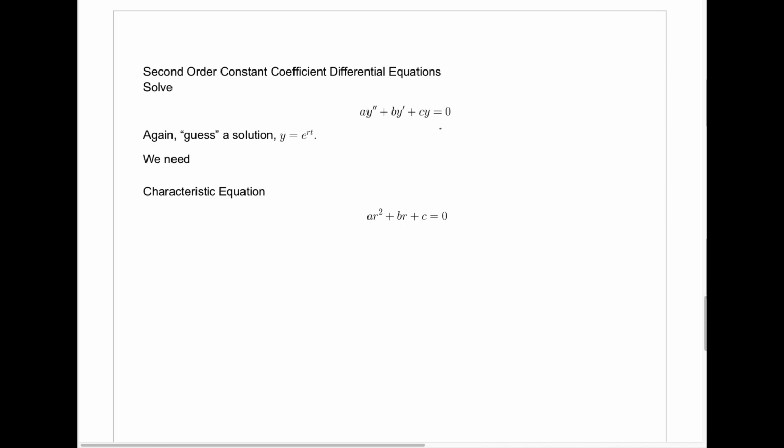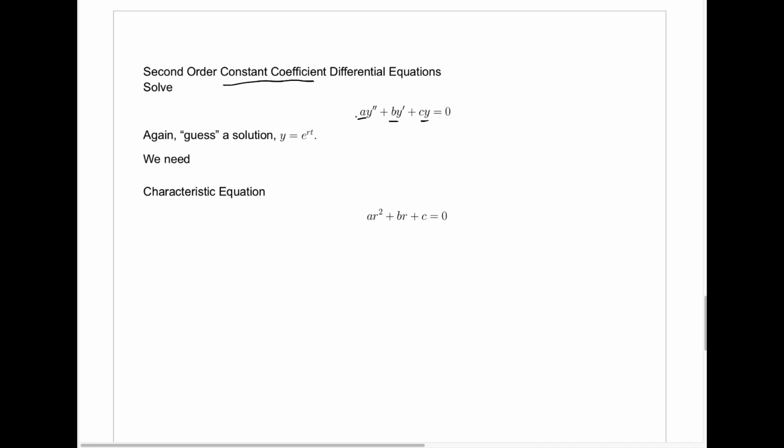Let's look at a totally different type of problem. Not totally different, there are some similarities, of course. In fact, it looks like the previous one's a special case here. I want to look at, in general, second order linear homogeneous differential equations with constant coefficients. In other words, the coefficient functions here, a, b, and c, are constants.